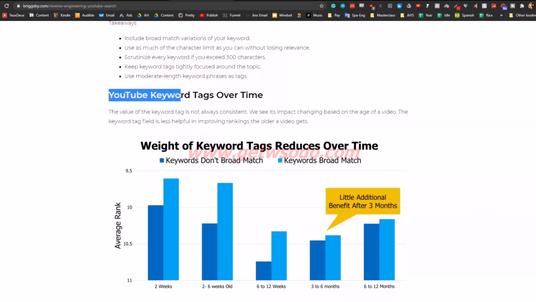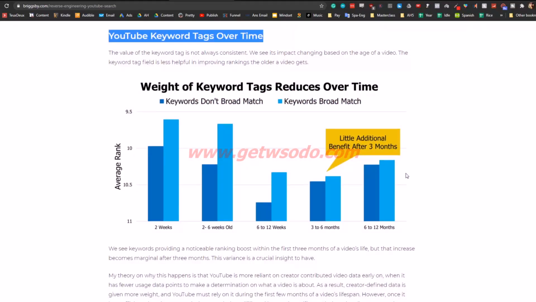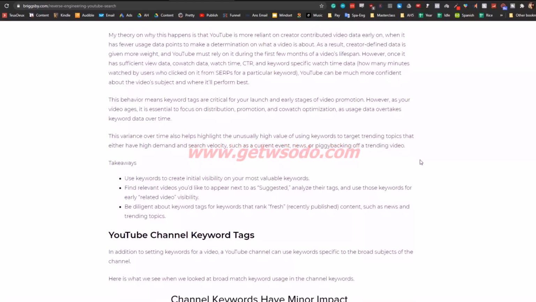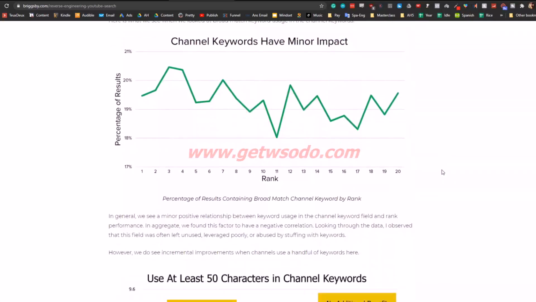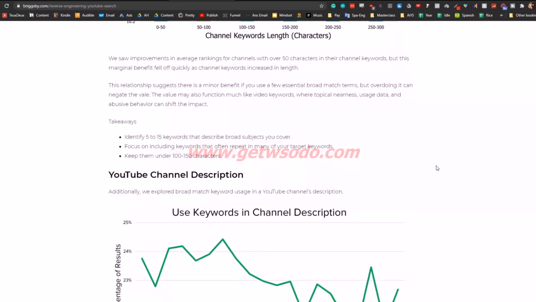Now let's look at the YouTube keyword tags over time. So they actually see that it doesn't really have that much benefit over 3 months. I also remember looking at the VidSummit replays, and they said tags is pretty much the thing that you should look to the least. Just have a couple of tags in there, have a couple of keywords in your description, which is way more important to optimize, and the title. So don't really care too much about tags here.